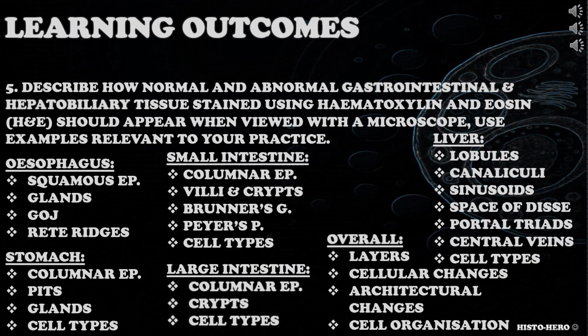The fifth learning outcome is for the candidate to describe how normal and abnormal gastrointestinal and hepatobiliary tissue stained using H&E should appear when viewed with a microscope. Use examples relevant to your practice. How would normal gastrointestinal and hepatobiliary tissue stained with H&E look microscopically?